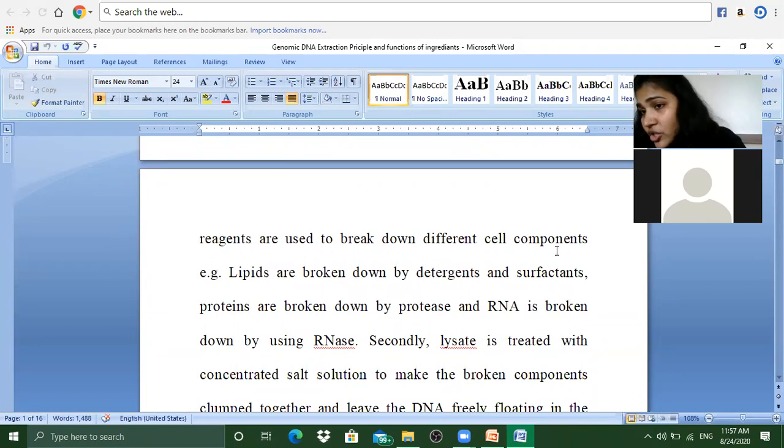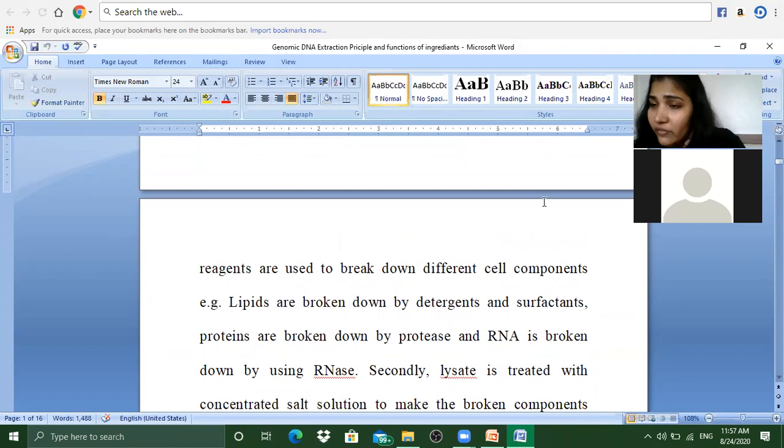So what are these reagents? What are these chemicals that are used? That we'll see as we proceed further. For example, lipids are broken down by detergents and surfactants. Proteins are broken down by proteases, and RNA is broken down by RNases. Okay? So when you are extracting purely DNA, you have to make sure that the solution or the chemical that you are going to use contains a lipid breaker, a protein breaker, and also an RNA breaker.